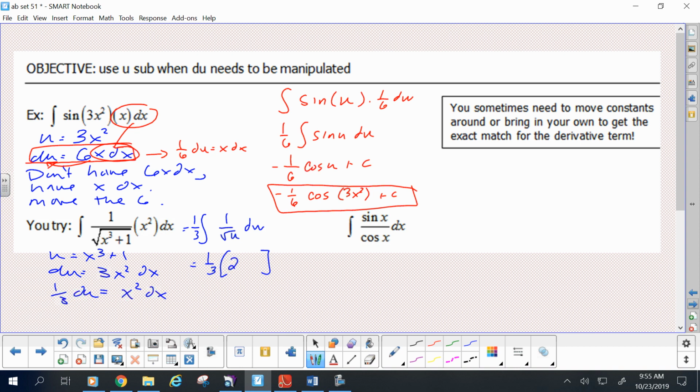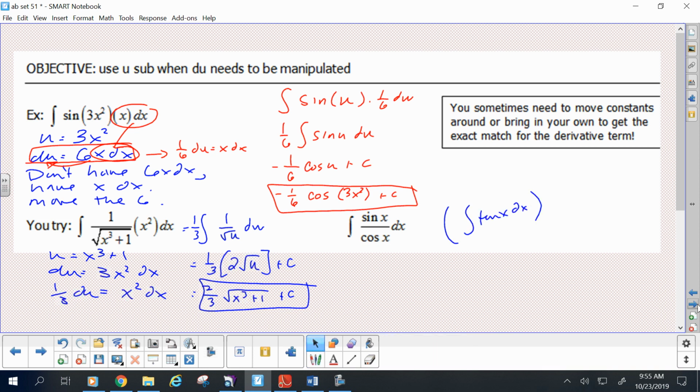2 u to the 1/2 or 2 root u, yeah? And so your final answer is 2/3 root x cubed plus 1 plus c. You win? All right. Try this last one, which really means you're integrating tangent there. Tangent is integrated through u, so try it.